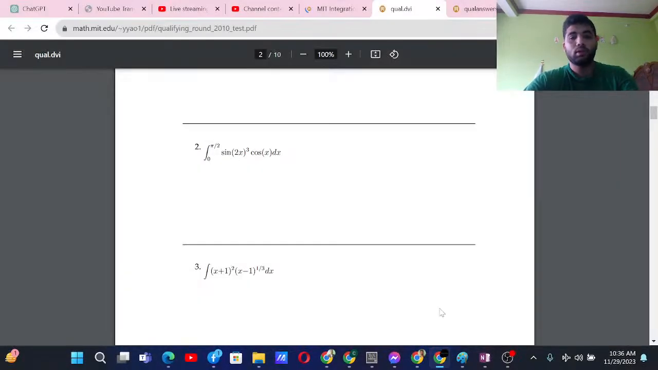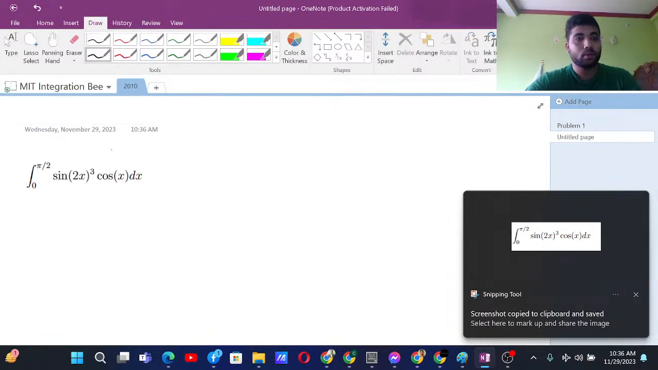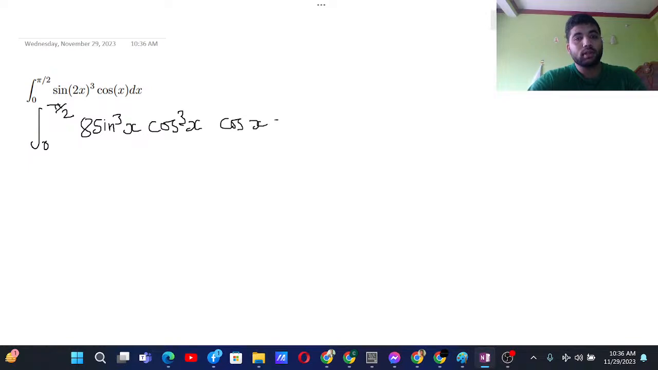Integral from 0 to pi by 2. It's kind of a similar one, and doesn't have much difference. For this integral, we will use the same idea. We will break down sin 2x into 2 sin x cos x, giving 8 sine cube x cos cube x cos x dx. We can take 8 out of the integral since it's a constant, and then we will have sine cube x cos to the power 4 x dx.